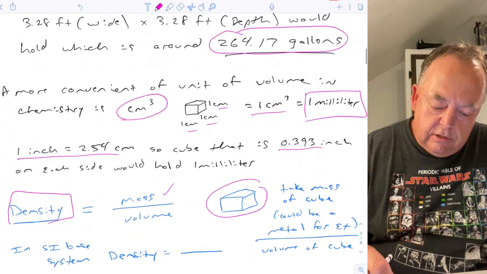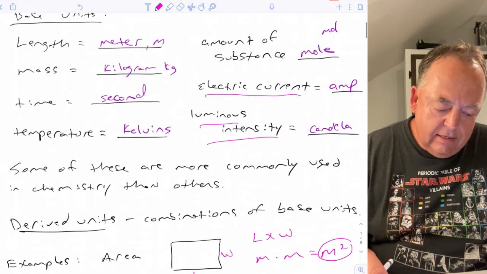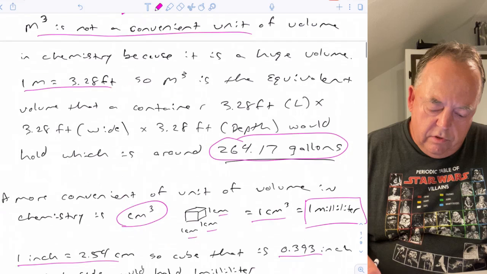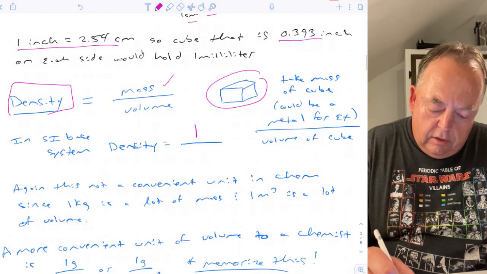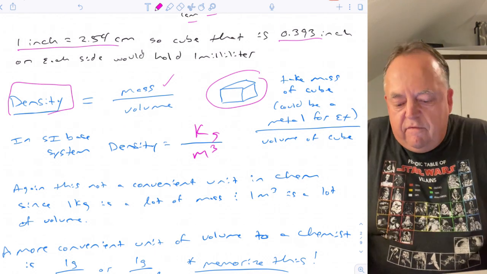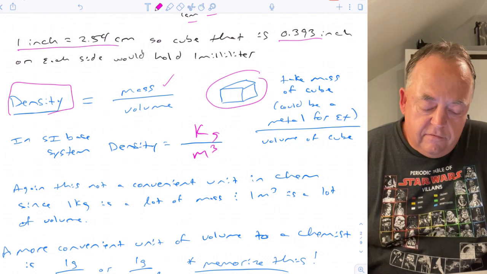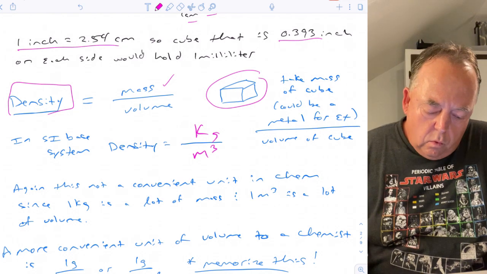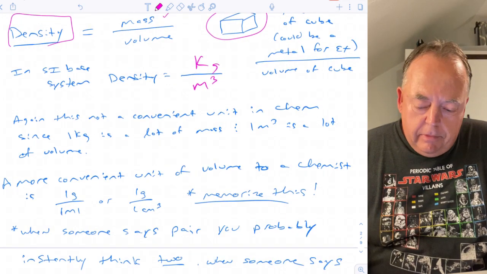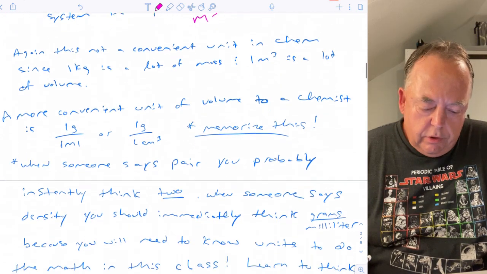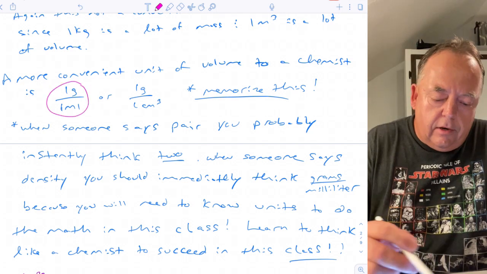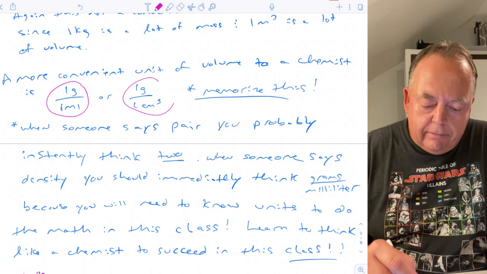So in the SI unit, mass is the kilogram, and the volume would be meter cubed. So kilogram and meter cubed. But again, this is not a convenient unit of density to a chemist. One, because a kilogram is a lot of material. That's a lot of mass, and a meter cubed is a lot of volume. So to a chemist, a more convenient unit of density is grams per milliliter, or grams per centimeter cubed.